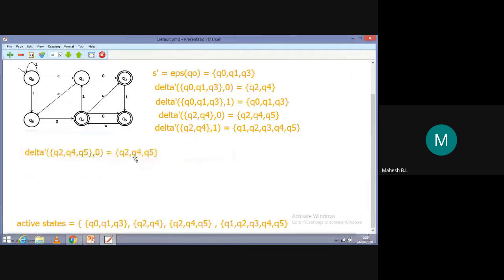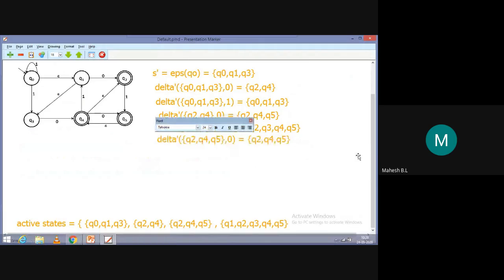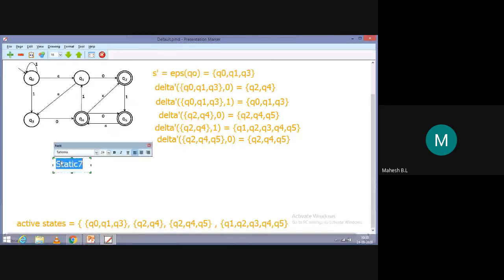Okay, so delta dash, this is one more. Q2, Q4, Q5 on 0 is nothing but Q2, Q4, Q5. It is already defined, that's why you need not add it. Next, you need to compute delta dash of Q2, Q4, Q5 on 1.